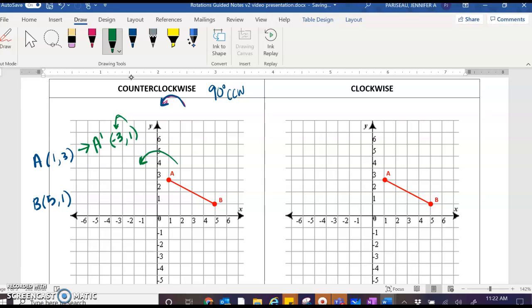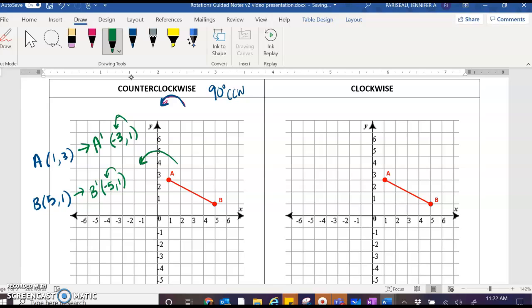So notice it's pointing to the one that needs to be the opposite sign. So for example, B prime, they're going to switch places. So I'm going to switch them first. And then I turned it to the left. So that means this guy becomes the opposite of what he is.